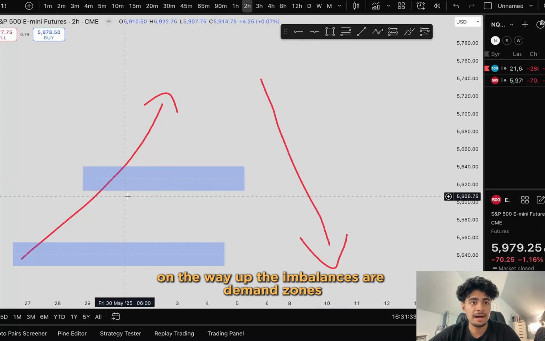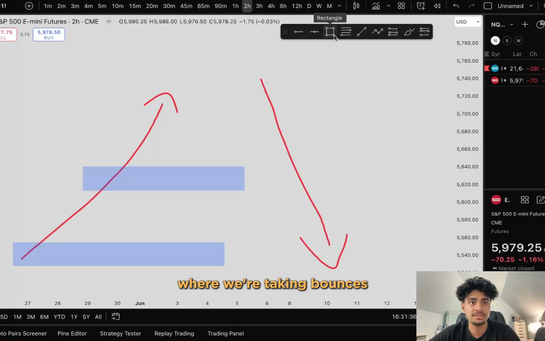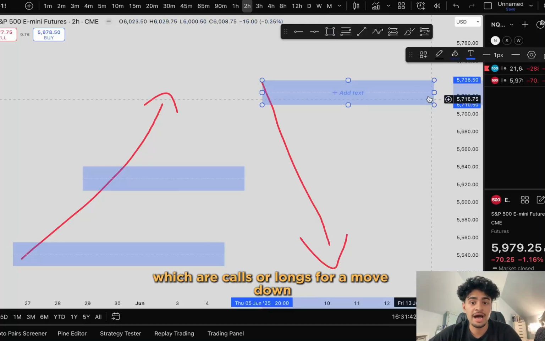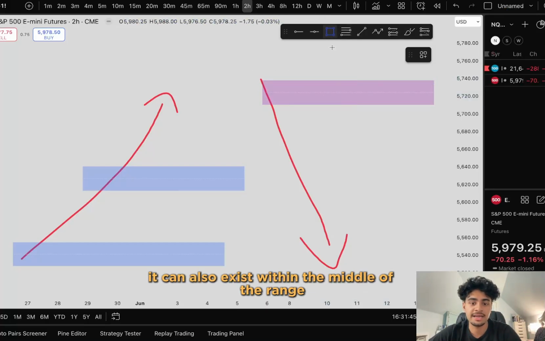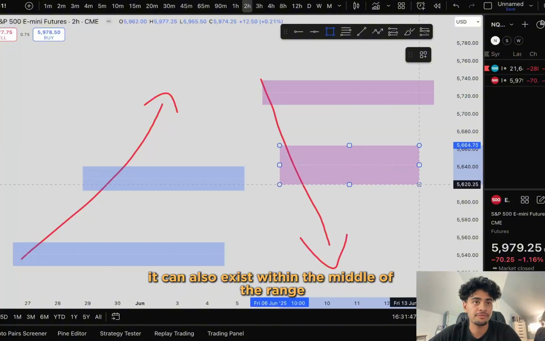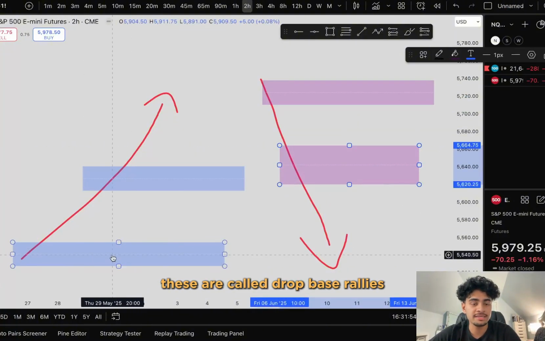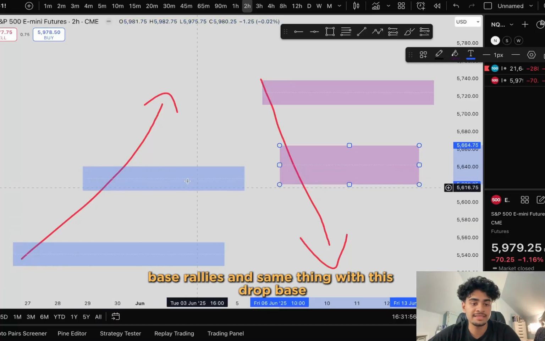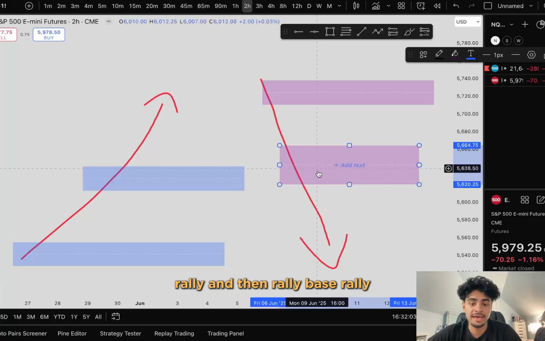On the way up, the imbalances are demand zones where we're taking bounces, which are calls or longs. For a move down, it would be supply. And like I said, it can also exist within the middle of the range. These are called drop-based rallies, and these are called rally-based rallies. And same thing with this, drop-based rally, and then rally-based rally.